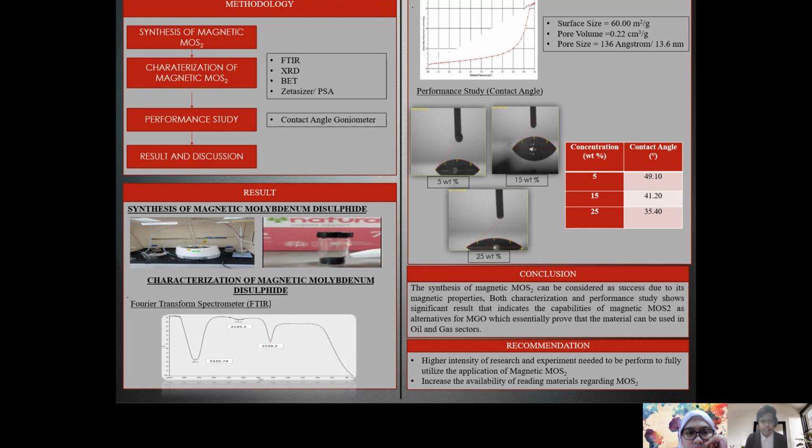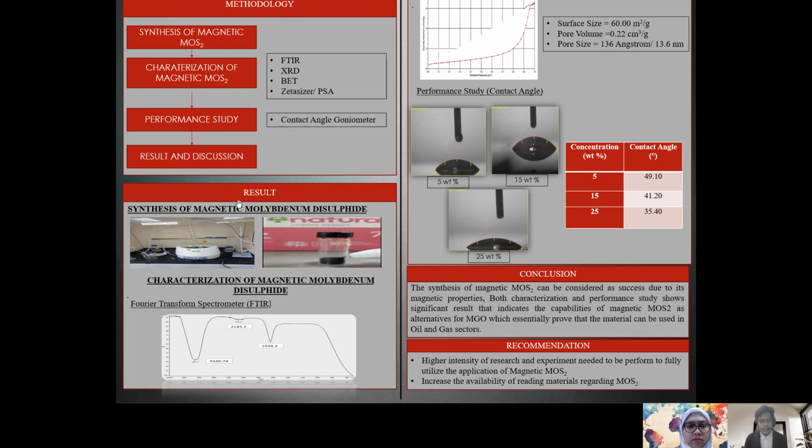So next will be the characterization of magnetic MoS2. As you can see on my screen, there are four: FTIR, XRD, BET, and zeta sizer or PSA. All of the results will be discussed further in the result and discussion tab. Next in my methodology will be the performance study. As I mentioned before, my main focus will be the wettability alteration. In order to determine the wettability alteration, a contact angle goniometer is used. After completing all three initial steps, we will proceed to the result and discussion.